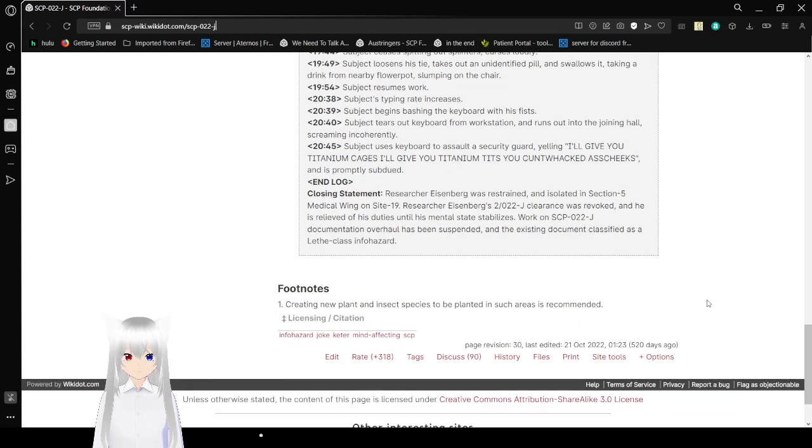Closing statement. Researcher Eisenberg was restrained and isolated in the Section 7 Medical Wing on Site 19. Researcher Eisenberg's clearance was revoked, and he is relieved of his duties until his mental state stabilizes. Work on the SCP-22J documentation overhaul has been suspended, and the existing document has been classified as an Elite Class info hazard.